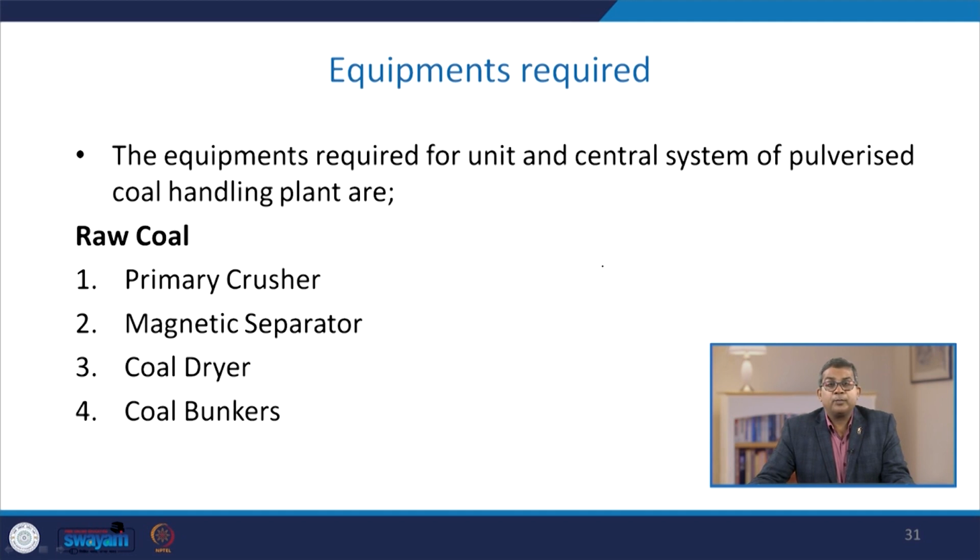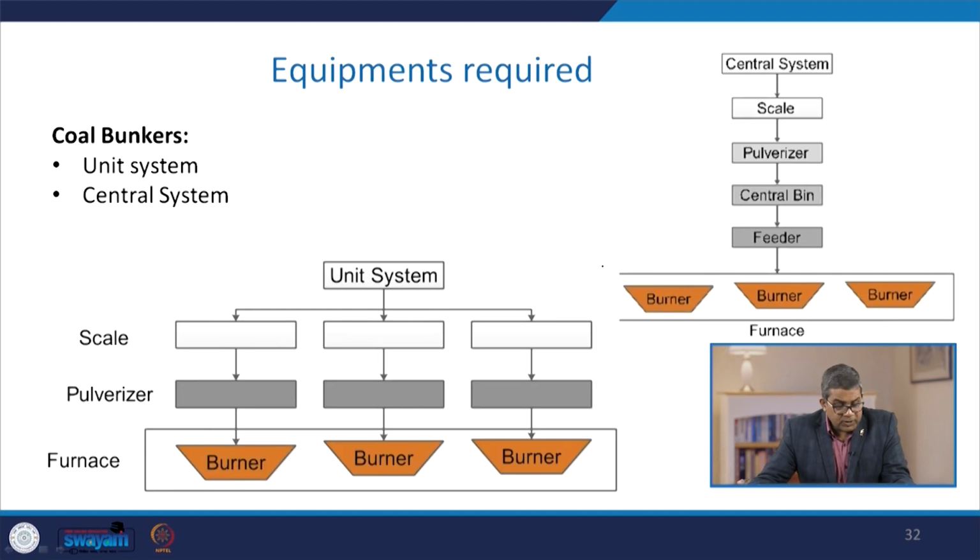You must also have the coal bunkers. Now, here you see the coal bunkers for both the unit system and the central system. In the unit system, you need the scale, then the pulverization in different units, and it goes to the burner, and you may have different burners. In the central system, you must have a scale, then perform the pulverization operation, it goes to the central bin, then the feeder, and through the feeder it goes to the different furnaces through burners.